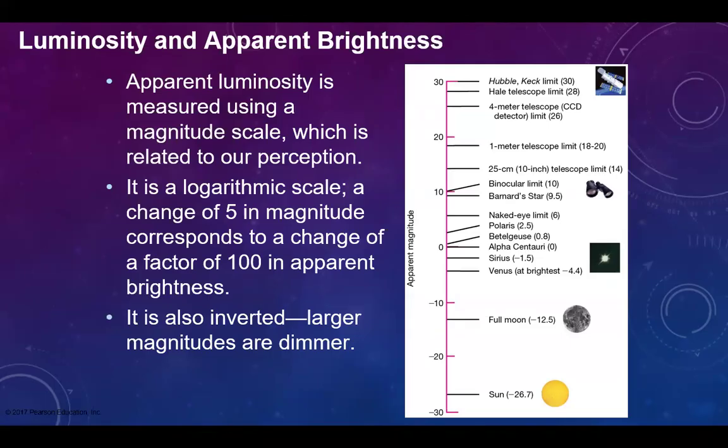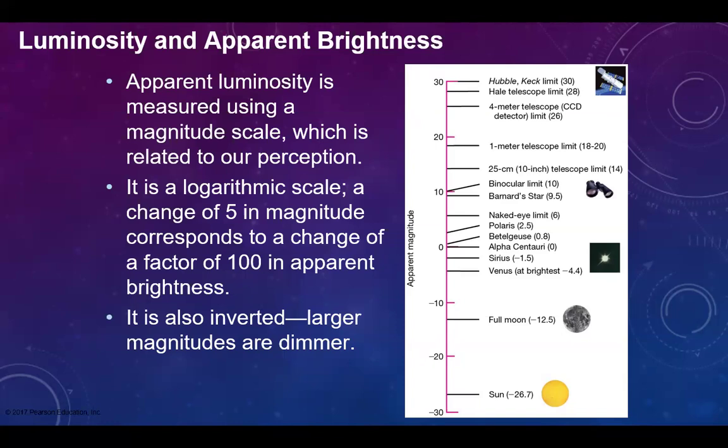So apparent luminosity is measured using the magnitude scale, which is related to our perception. It's a logarithmic scale. A change of 5 in magnitude corresponds to a change of factor of 100 in apparent brightness. So you can go from like the sun at -26.7, because the sun is very bright in our sky, it's the brightest thing. And then our limit for star detection is now at 34 with the James Webb Space Telescope.